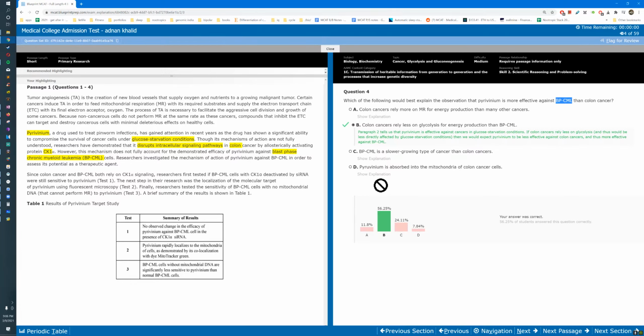Absorbed into the mitochondria of colon cancer cells. I mean, we don't. Well, it says that. Oh, here it is. This is the answer. It works really well in glucose starvation conditions. So basically, when you don't have glucose, you're not going to be using glycolysis. So there we go. Glycolysis is the breaking down of glucose for energy and stuff.